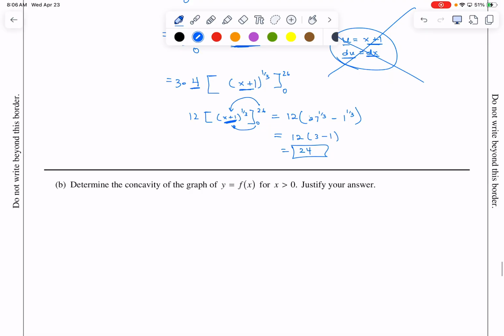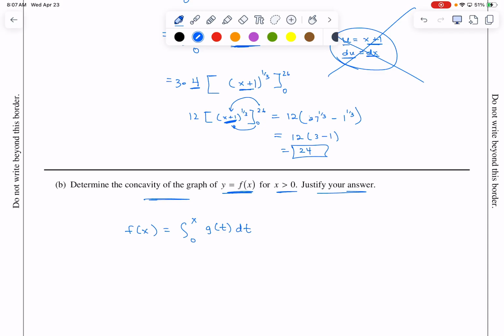Okay. Determine the concavity of y equals f of x for x greater than 0. Justify your answer. So I know that f of x is the integral from 0 to x of g of t dt. That's what f of x is, little f of x. Big F of x would be the original. This is the accumulation function.